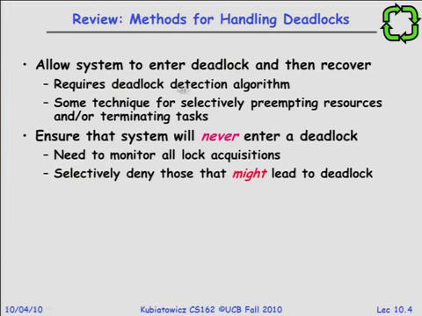The downside of the banker's algorithm is you have to monitor all of the lock acquisitions and frees in order to selectively deny those that are going to cause a deadlock. And so this is potentially expensive, even though in principle it's doable. And we'll talk about the fact that there are even some holes in that.